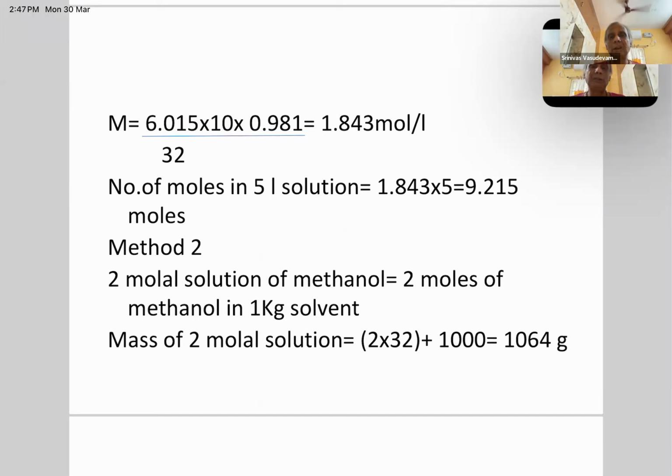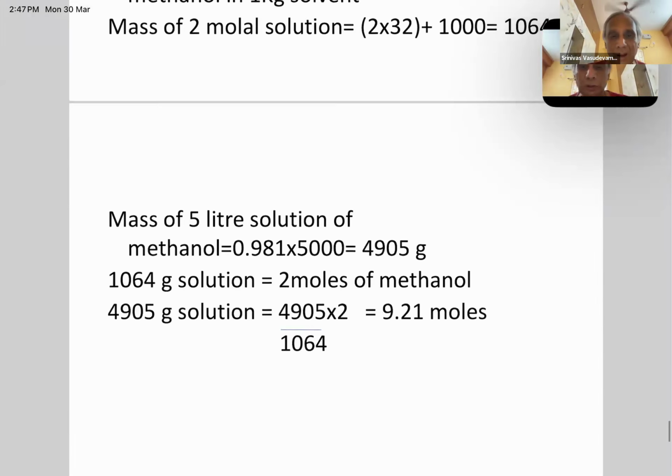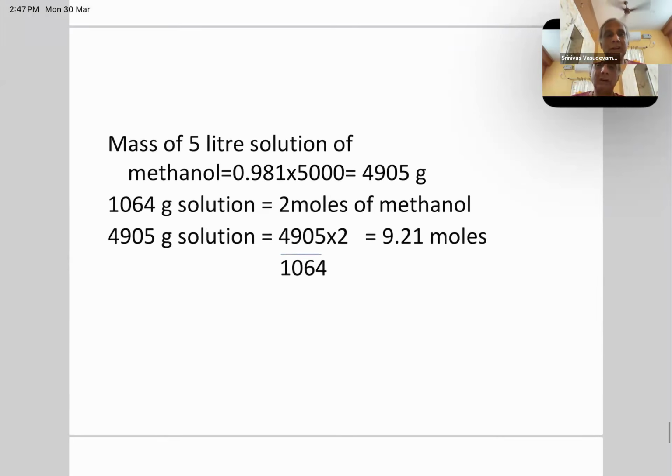2 molar solution of methanol means 2 moles of methanol plus 1 kilogram of water. So 2 into 32 plus 1000, 1064 grams. Mass of 5 liter solution using the density 0.981 into 5 liters, that is 5000 centimeter cube, 4905 grams. 1064 grams has got 2 moles of methanol. 4905 grams of solution contain how much of methanol? So 4905 into 2 by 1064, which is 9.21 moles.